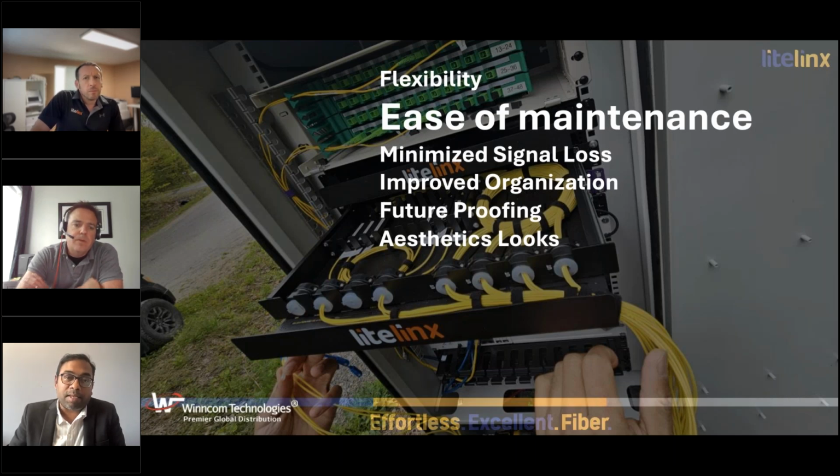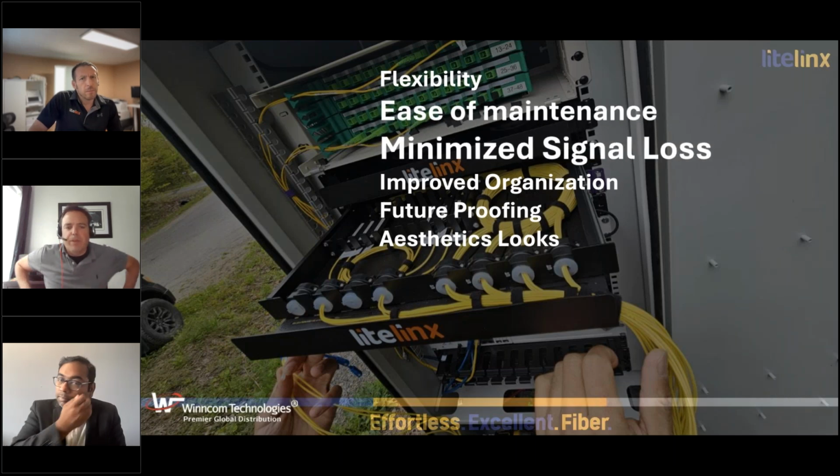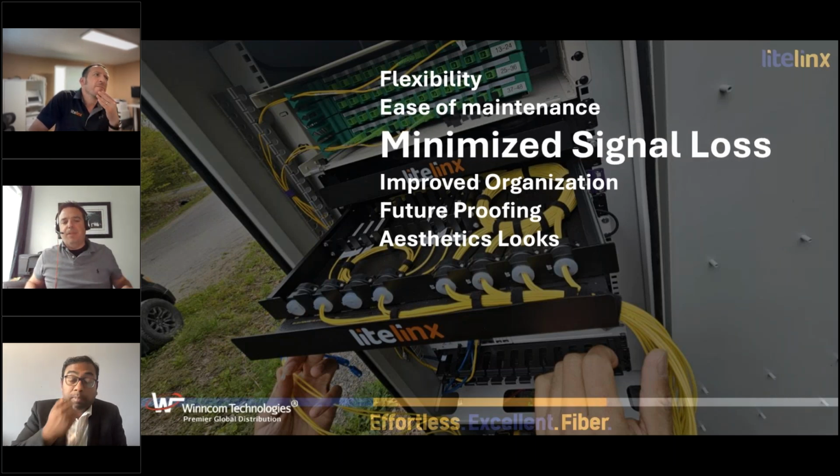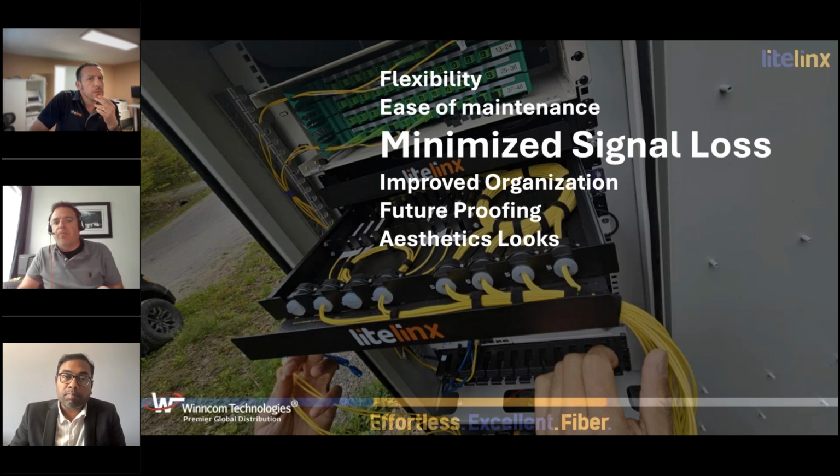Excellent. Yeah. So I have a product-related question. I guess it would be about minimizing signal loss. So the question is this: why does maintaining a minimum bend radius minimize signal loss, and how do LiteLinx slack panels ensure that a customer's network is performing at its best?